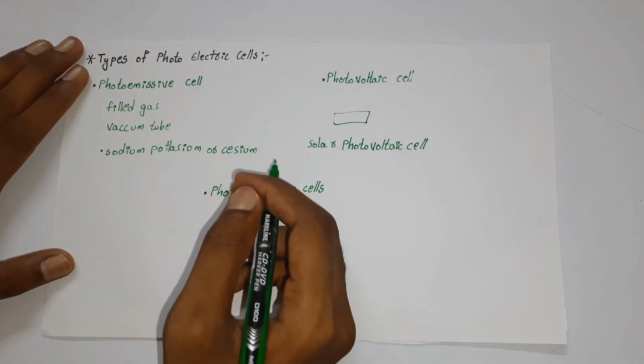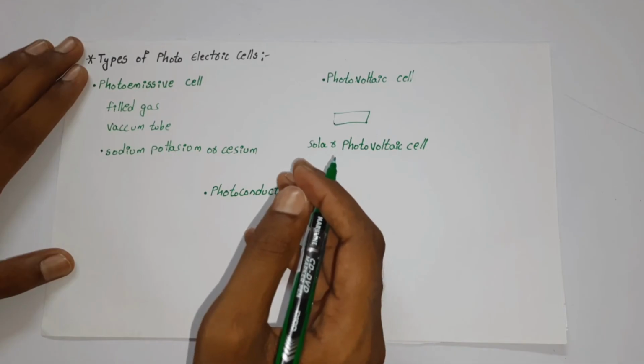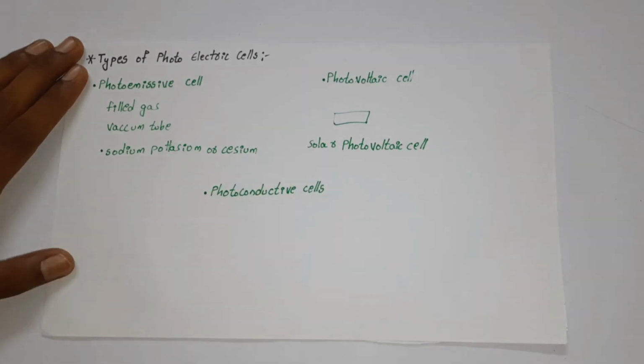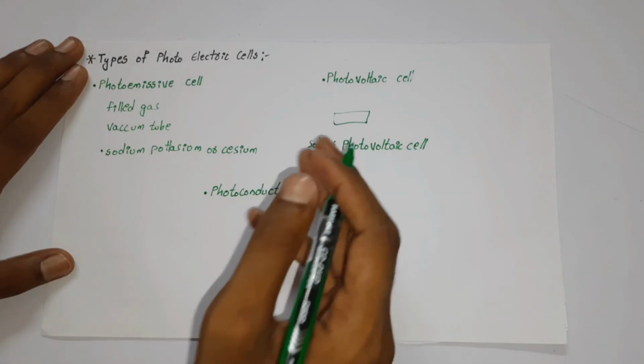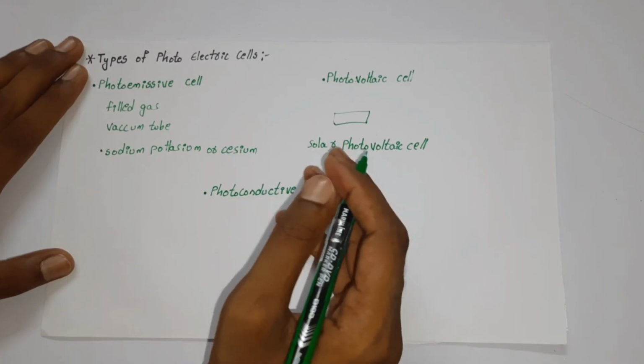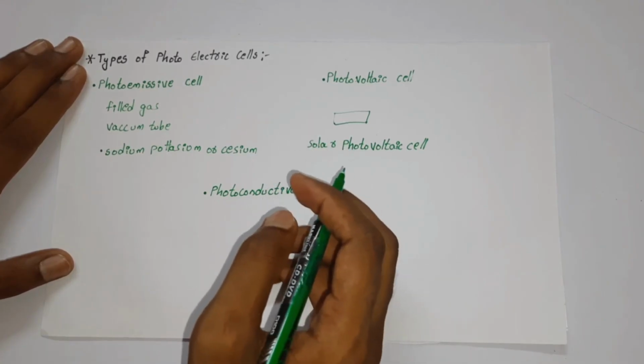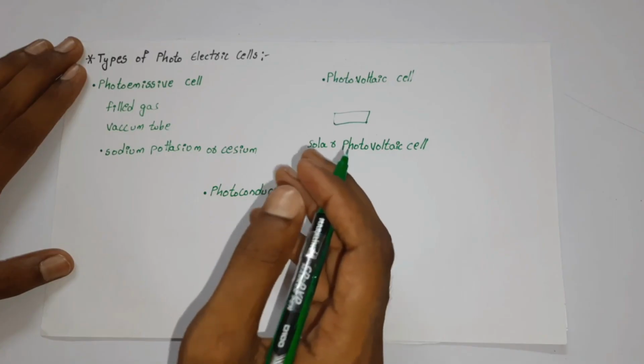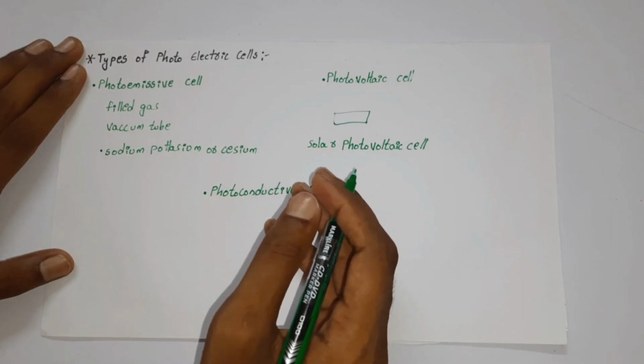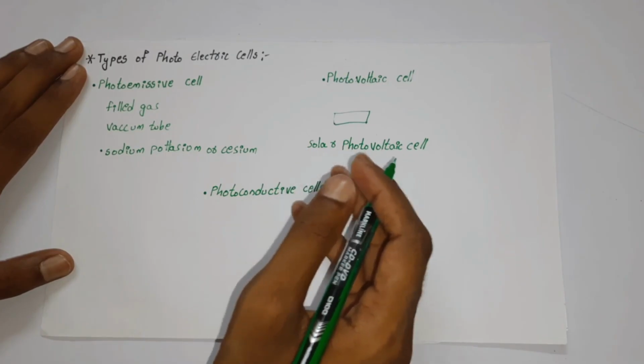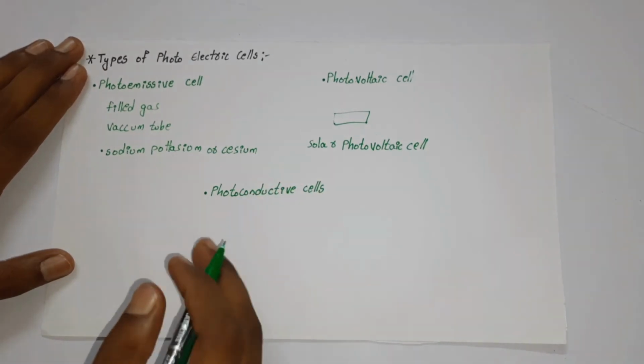And there will be many photovoltaic cells within a single solar panel. So because of the many photovoltaic cells, the electricity will be generated by the sun rays. So that is how the electricity will be generated in the solar circuit and the solar plants. Now let us see what is meant by a photoconductive cell.